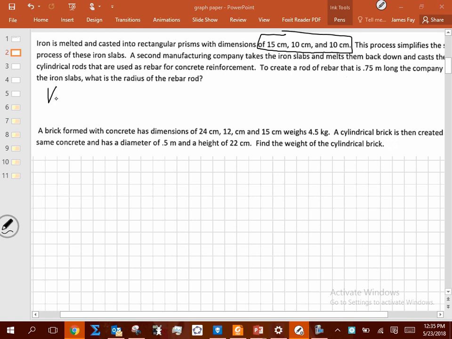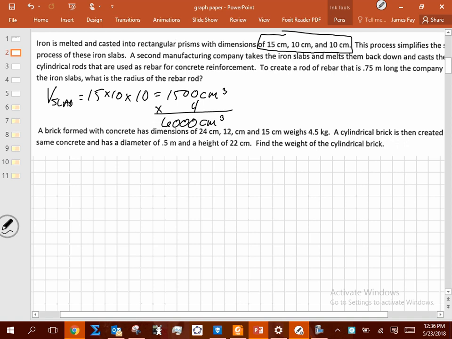So the volume of one slab would be 15 times 10 times 10, right? 1,500 cubic centimeters. As we read through the problem, it says we're going to cast these cylindrical rods, but it's going to take 4 slabs to make 1 rod, right? So this volume is going to be multiplied by 4. And I'm going to use 6,000 cubic centimeters to make one of these rebar cylinders, okay?